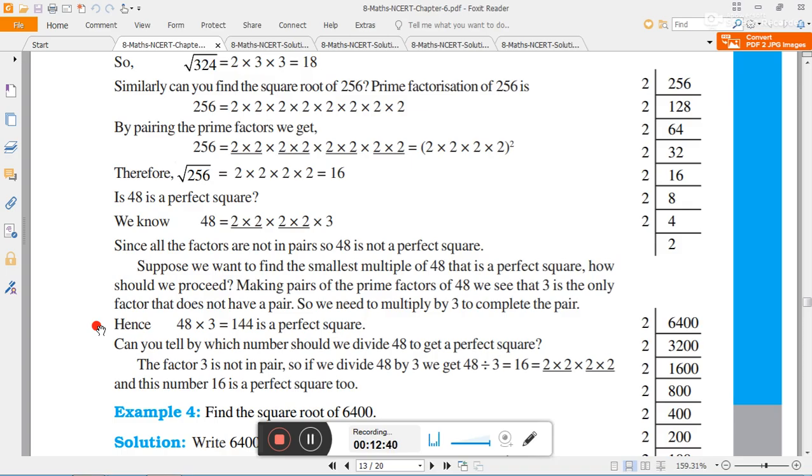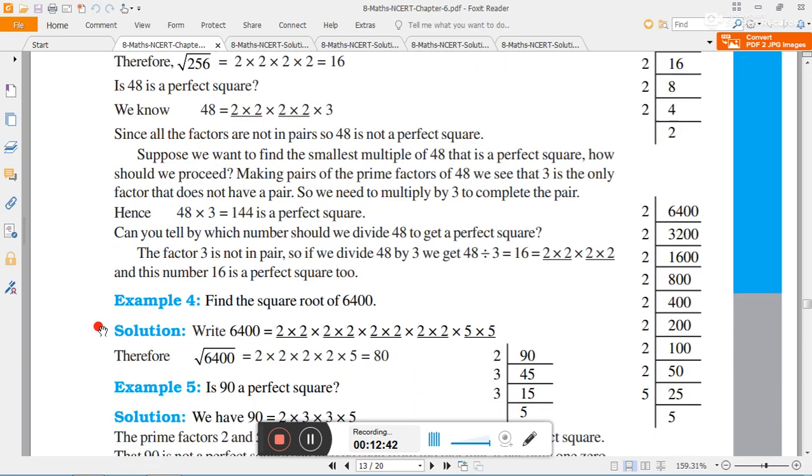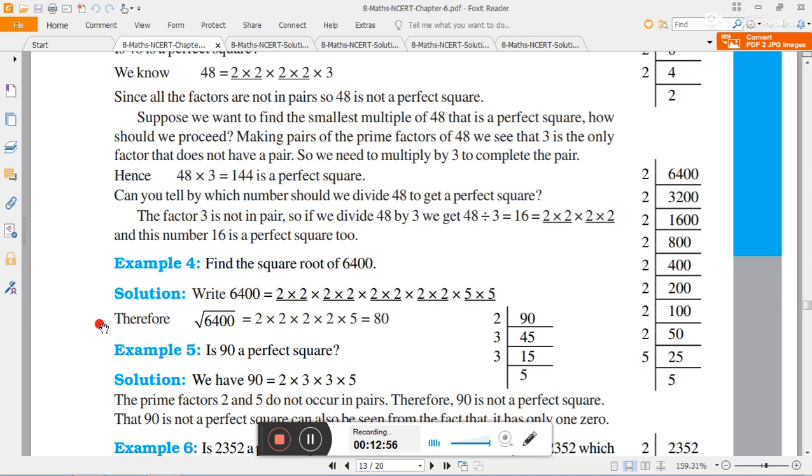This prime factorization method is also used to find the HCF and LCM of numbers. An important thing: to do prime factorization we should know all the divisibility tests. If we know all the divisibility tests, the prime factorization method becomes easy for us.